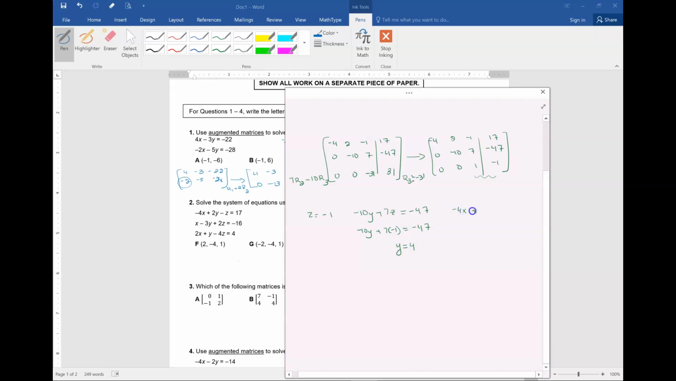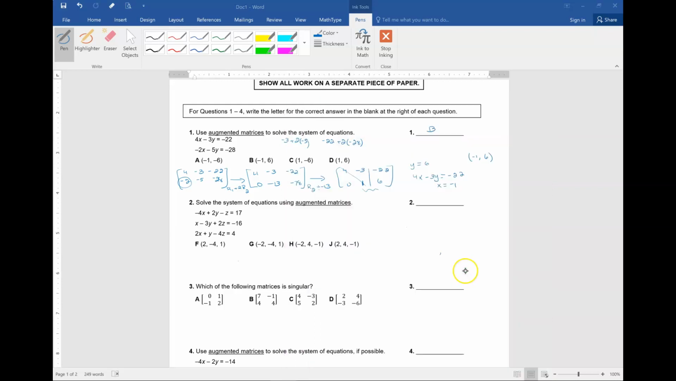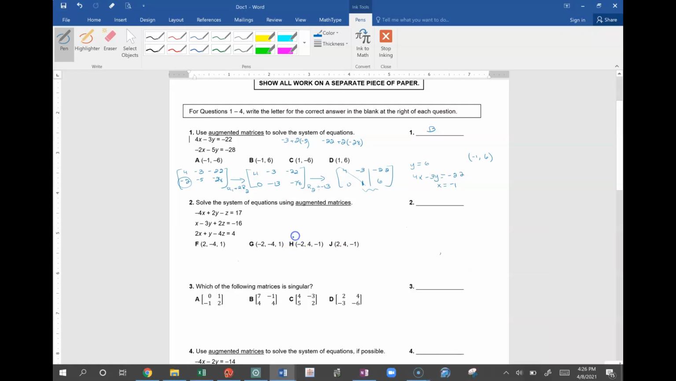Finally, -4x plus 2y minus z is 17. And plugging in everything that we've solved for, that gives us x equal to -2. So this is -2, 4, -1, and that is -2, 4, and -1, which is H.